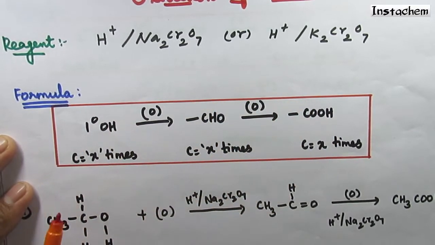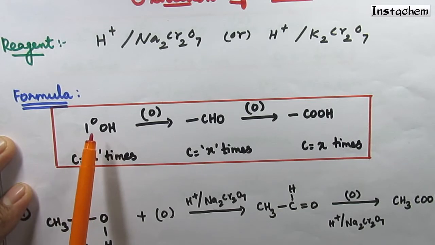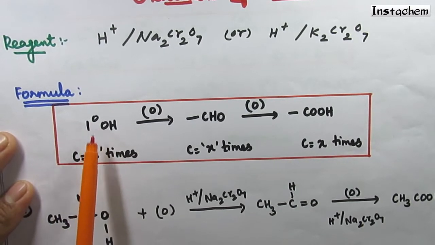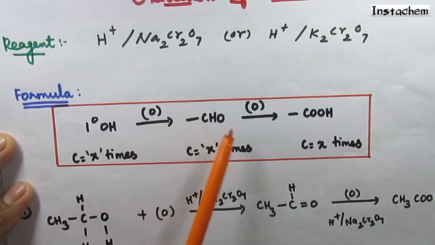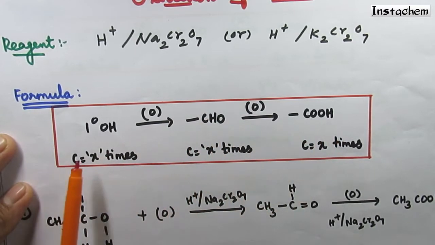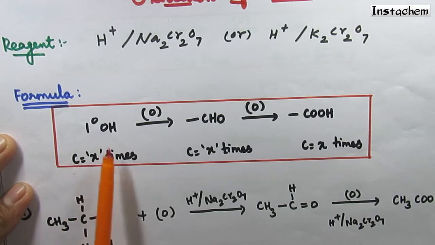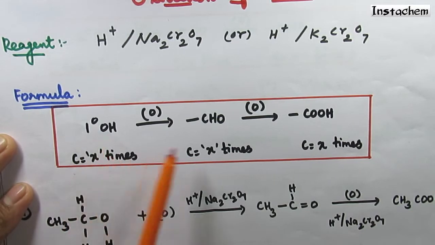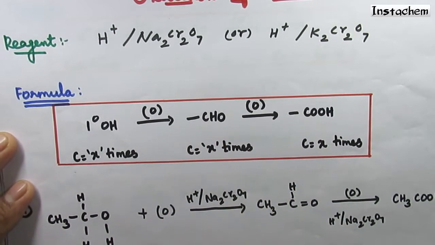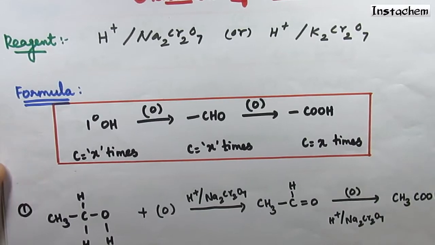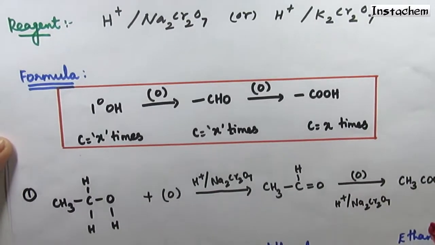And one more important point you have to note. The number of carbons present in primary alcohol is repeated again in aldehyde as well as in acid. So that is why I have written here, if C is equal to X, that is the number of carbon X times in primary alcohol, in aldehyde also we will get the same number of carbon, and in acid also we will get the same number of carbon. Let's see one example to understand oxidation of a primary alcohol.